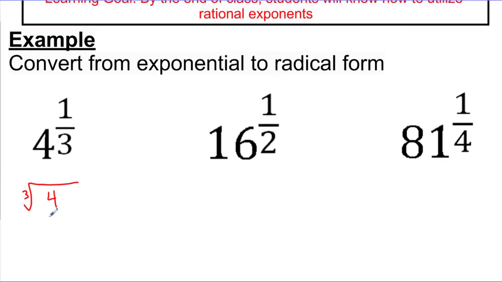Cube root of 4 doesn't really simplify nicely, but if I take a look at this next one, this one says, again, exponent on the outside becomes the index. And so remember that an index of 2 really just means square root. And so I'm really asking here, what's the square root of 16, which we know is 4. And I can do the same thing with 81. 81 to the 1/4 is the fourth root of 81.